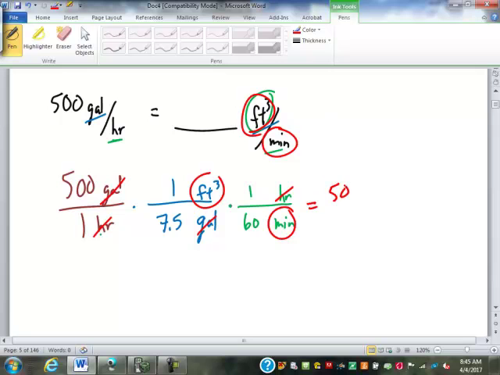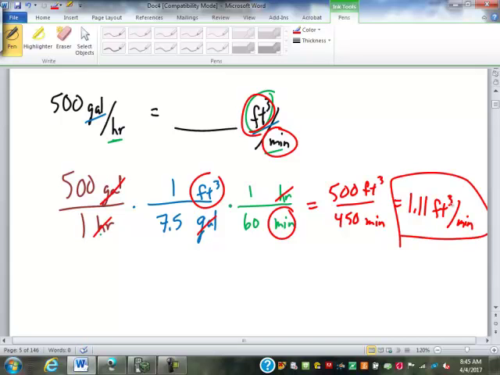So on top, we've got 500 cubic feet. On bottom, we've got 1 times 7.5 times 60 minutes, which is, what, 450 minutes? That's 1.11 cubic feet per minute.